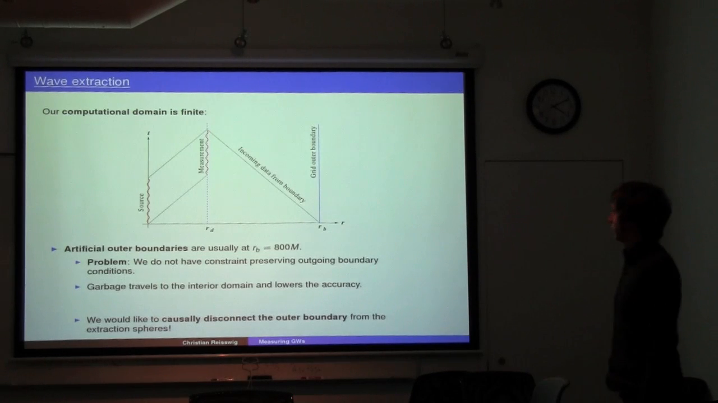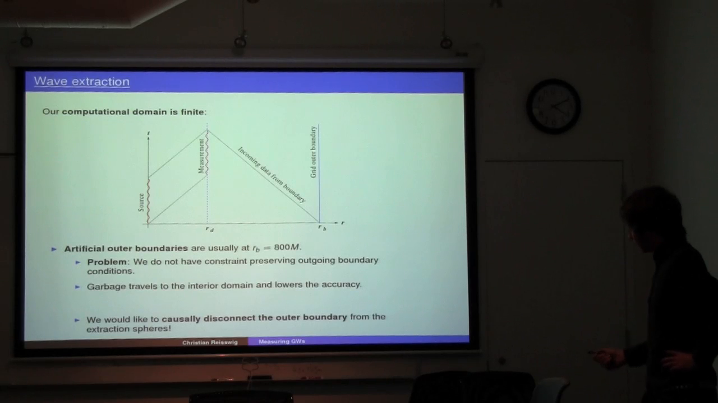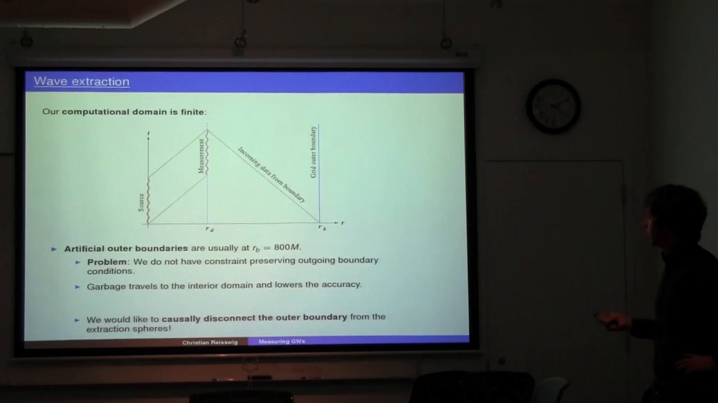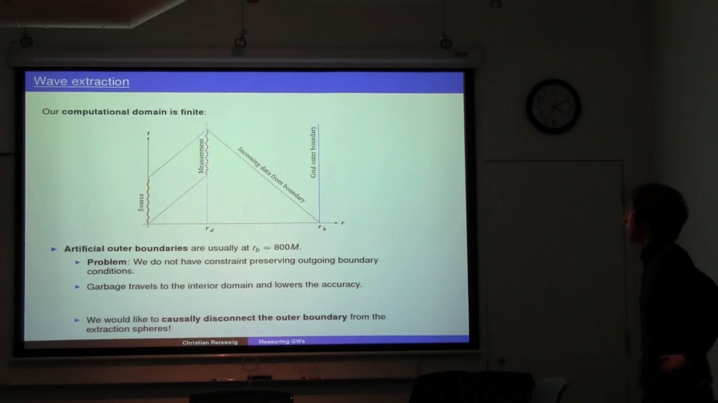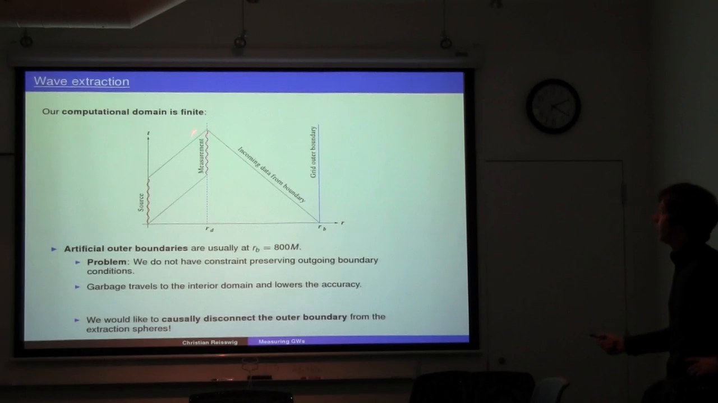Another problem with finite domains is that we have to place an artificial outer boundary at our computational domain. So if here's the source in the center of our domain, and here's the outer boundary, because we don't know constraint-preserving outer boundary conditions, there will be garbage traveling into the interior of the domain at the speed of light, and eventually, after some time, spoil our solution in the interior here.